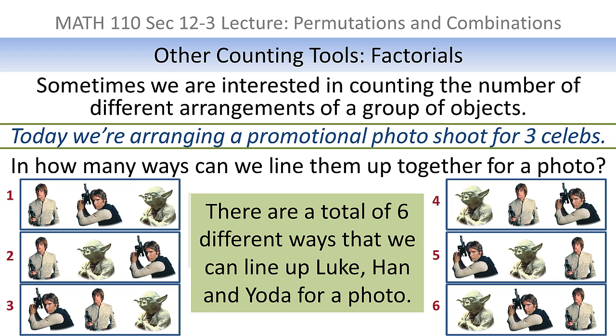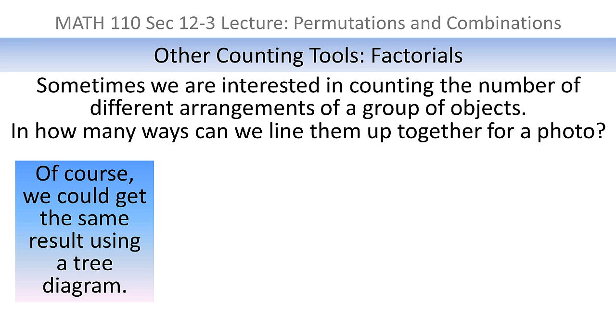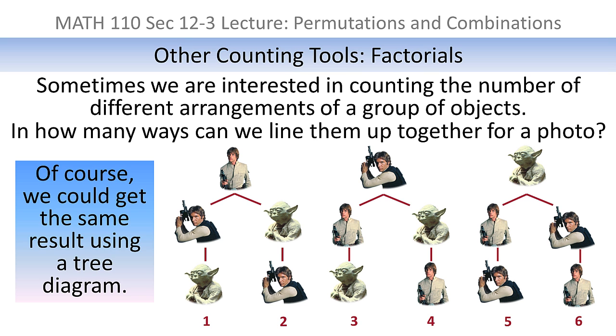So when all's said and done, there are a total of 6 different ways that we can line up Luke, Han, and Yoda for that promotional photo. We could have done this with a tree diagram, and I want you to have an arsenal of tools that you can use for different problems, and different people like to think about it in different ways. If I did it with a tree diagram, I would get the same 6 results.